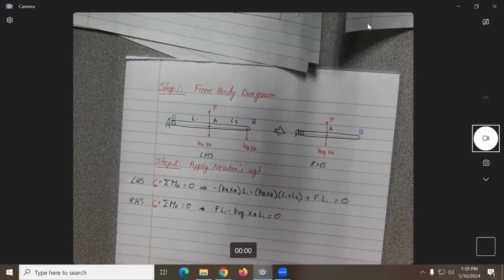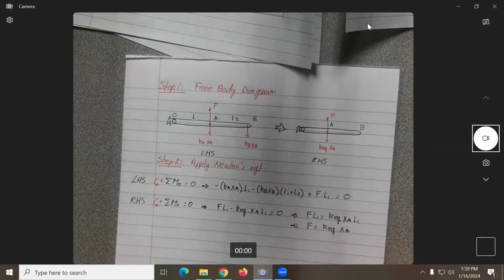Okay. So over here, what is the point? We need to write down, so if you want, from here, we can find that F L1 is equal to K equivalent X_A L1, which is going to give us what we knew, that F equal K equivalent X sub A, okay? This is just to ratify what we knew.